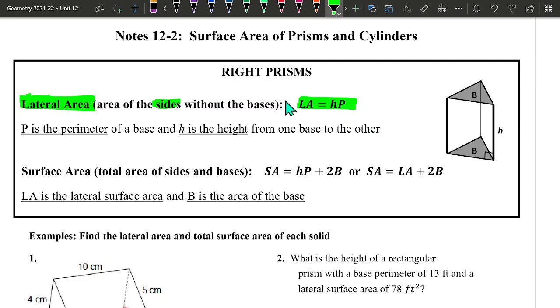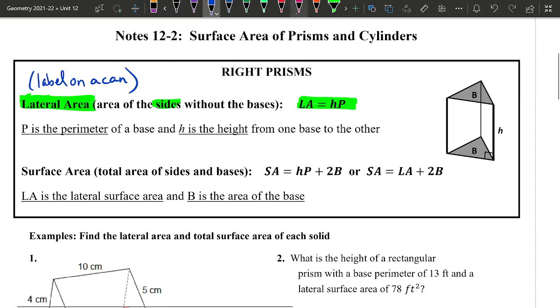So the height is the height of the prism. It's what connects the two bases together. And my analogy on lateral area, this is for a cylinder, but same thing: if you had a label on a can of soup, that label would be the lateral area of the can. It would not include the top and the bottom because there's not a label there.